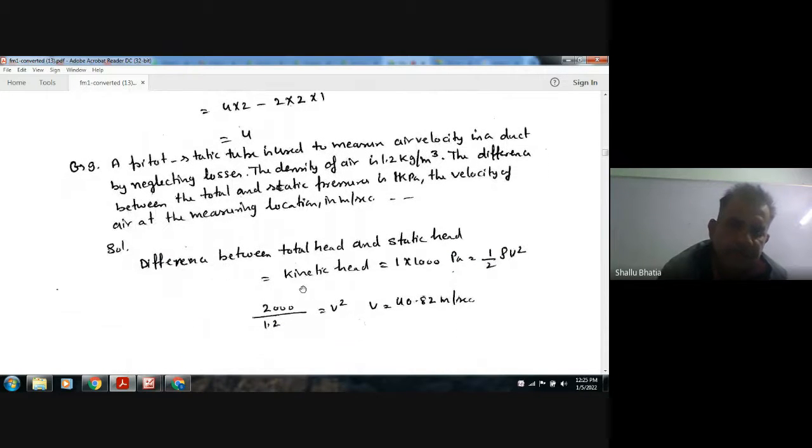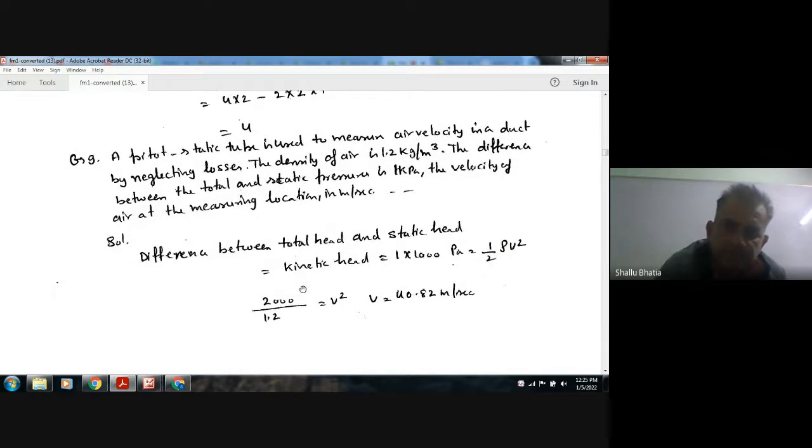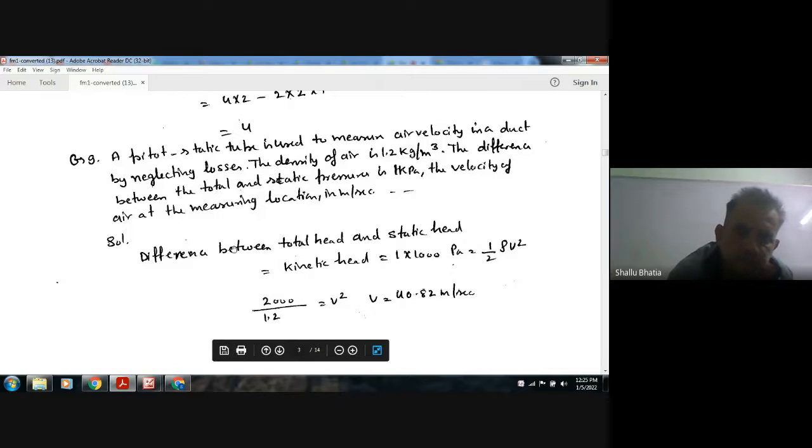A Pitot static tube is used to measure air velocity in a duct by an electric process. The density of air is 1.2 kg per meter cube. The difference between total and static pressure is 1 kPa. The velocity of air at the measuring location in meter per second is? So here the density of air is 1.2. And the difference between total and static pressure is 1 kPa.